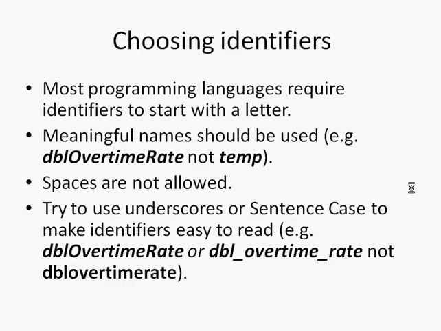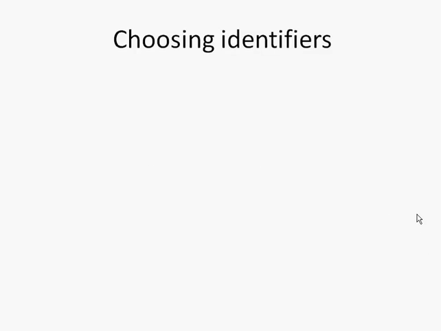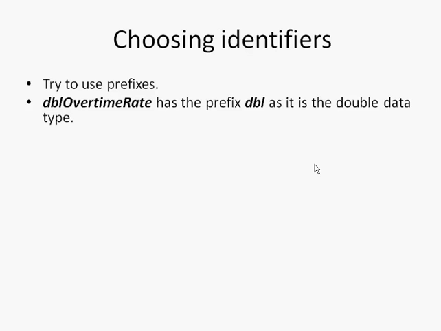So this example should hopefully show you why. Using capital letters at the beginning of words within the identifier, or underscores between words within the identifier, instead of just writing it all in small case, do make the variables easier to read. Some other important tips include try to use prefixes.